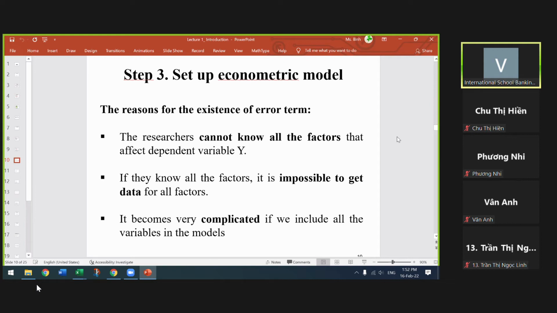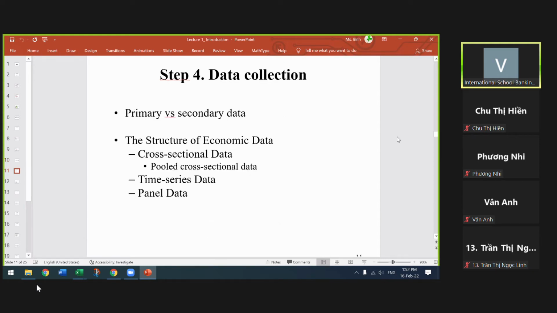So with these reasons, the error term, the factor U, always exists in the econometrics model. So when we estimate the coefficients, we need to consider the existence of the error term. And now we move to step 4, data collection.